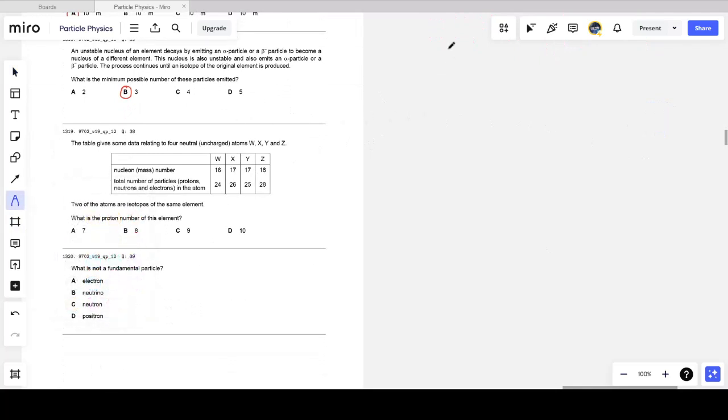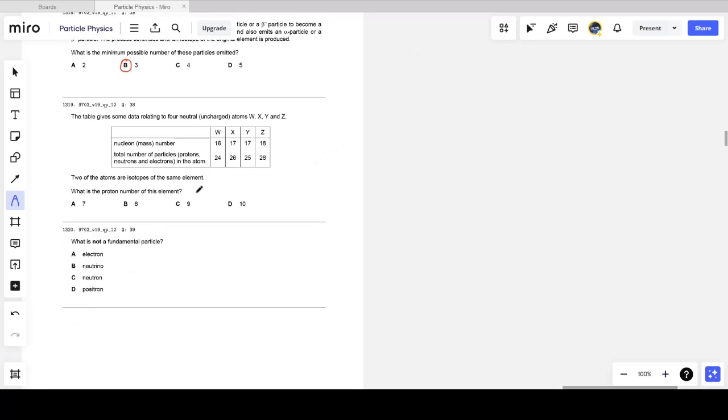And we are given a table with some data relating to 4 neutral atoms, W, X, Y, and Z. We have the nucleon number and the total number of particles in this neutral atom. That is, protons, neutrons, and electrons. 2 of the atoms are isotopes of the same element, and we want to find the proton number of this element. Remember, isotopes have the same proton number, but different nucleon numbers.